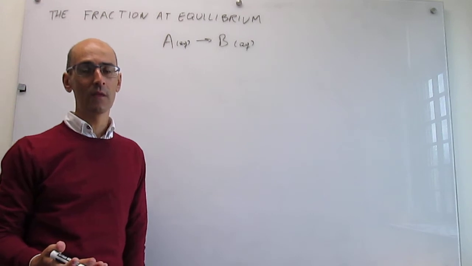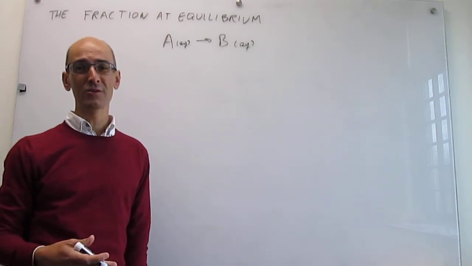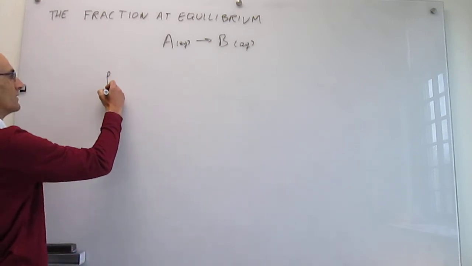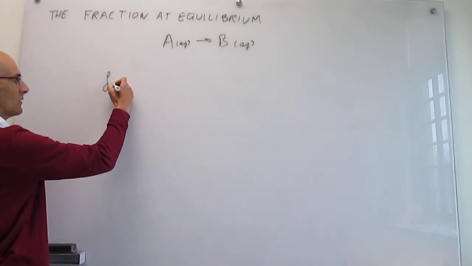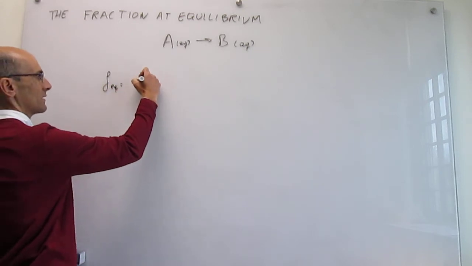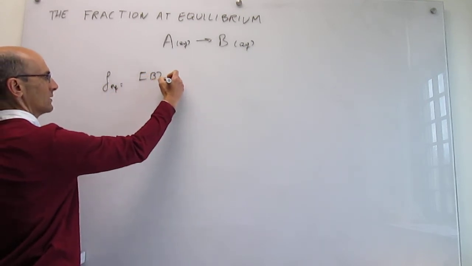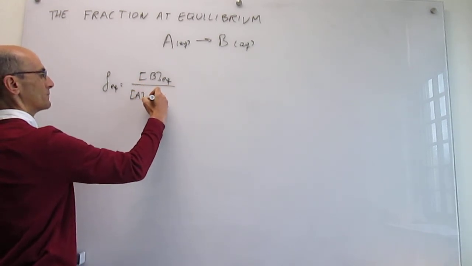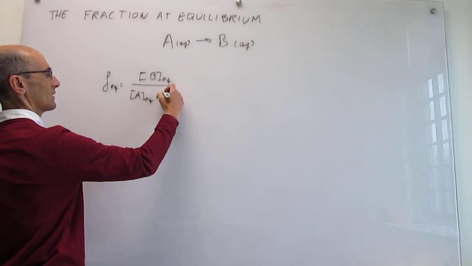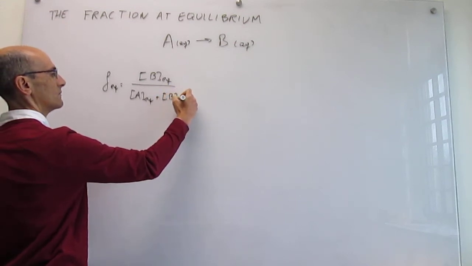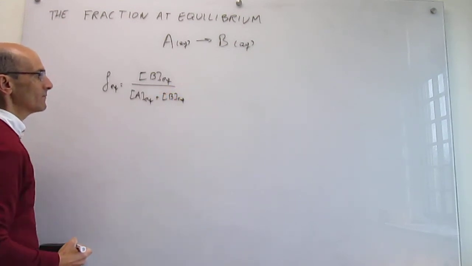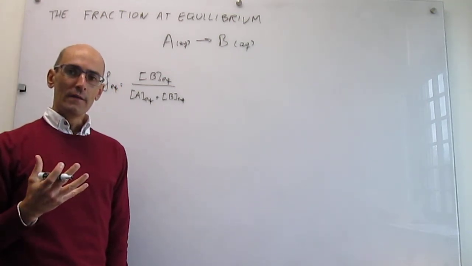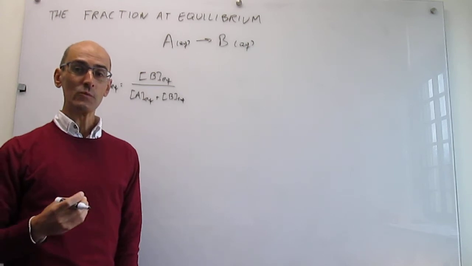Alright, so what we're trying to calculate is called the fraction of the product at equilibrium. And that has a very simple definition. The fraction at equilibrium, which we're going to call f of eq, is simply the concentration of the product at equilibrium over the total concentration at equilibrium. Concentration of B at equilibrium. Now, this fraction at equilibrium provides really useful information.